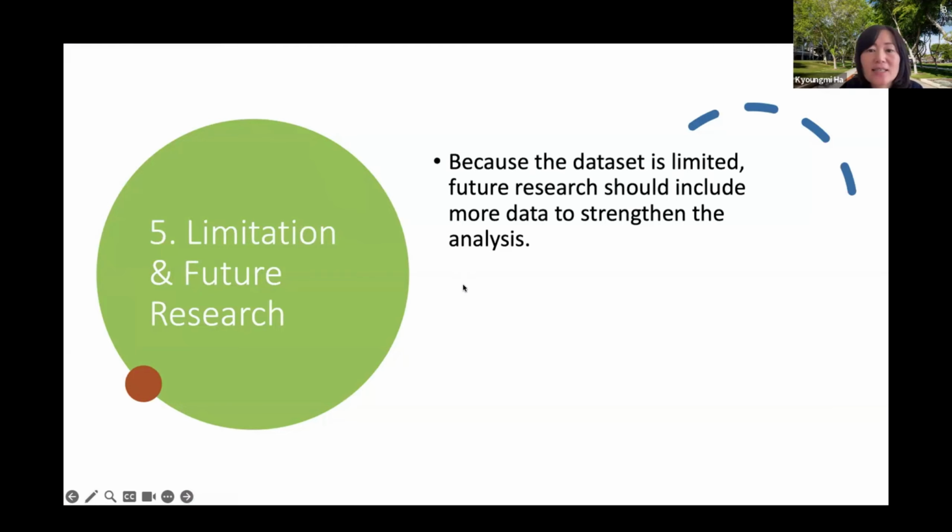And yeah, so here I have a page for limitation and future research. Because the data set is limited, future research should include more data to strengthen the analysis.